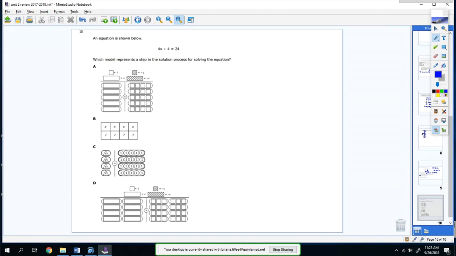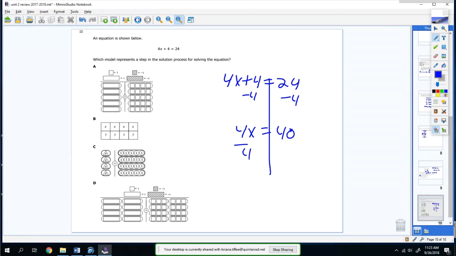Last one. In the equations shown below, which model represents a step in the solution process for solving the equation? So I'm actually going to solve this equation just to see what I'm doing. So I draw my line. I subtract 4 from both sides. You get 4x equals 40. Whoops. How did I get 40? I have no clue. That's 20. You get 4x equals 20. Divide by 4 on both sides. And you get x equals 5.